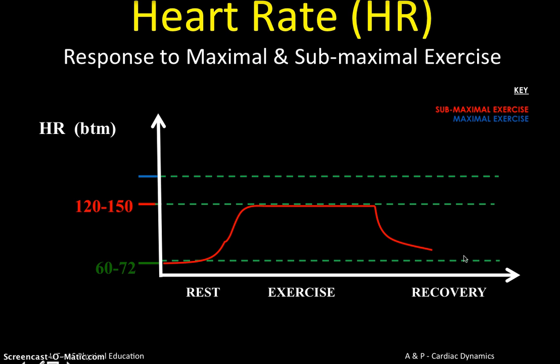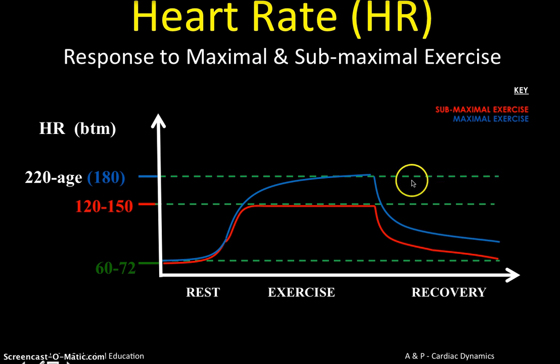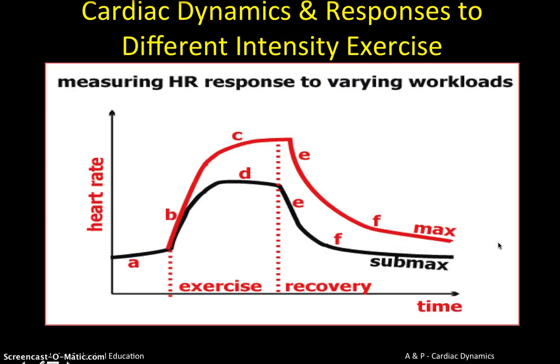That's submaximal exercise. Maximally then has the same pattern, a dramatic rapid increase, and then a gradual increase until you get to your maximal heart rate, which might be 180 if you're 40. Depending on your age, that could be a different value. After exercise, rapid decrease, and then a gradual decrease until you're back down to resting levels.